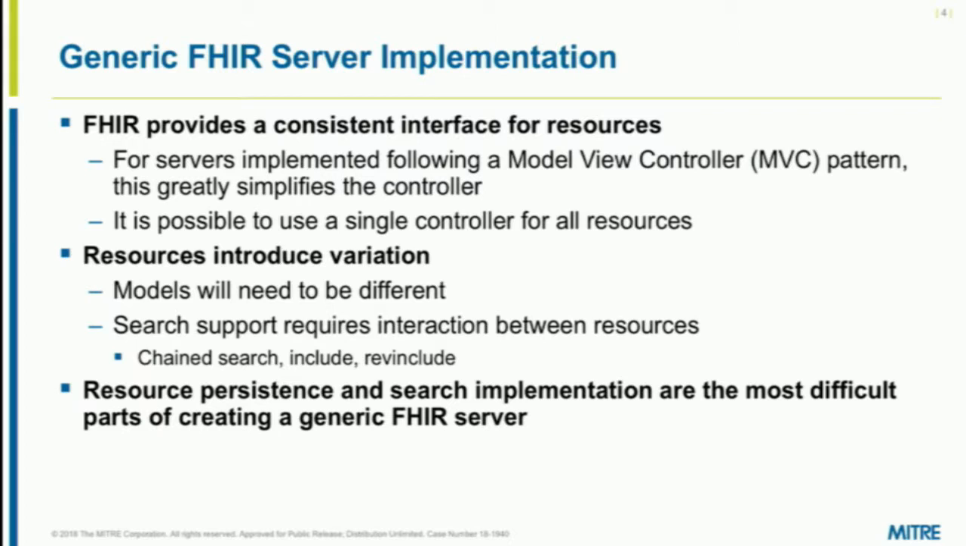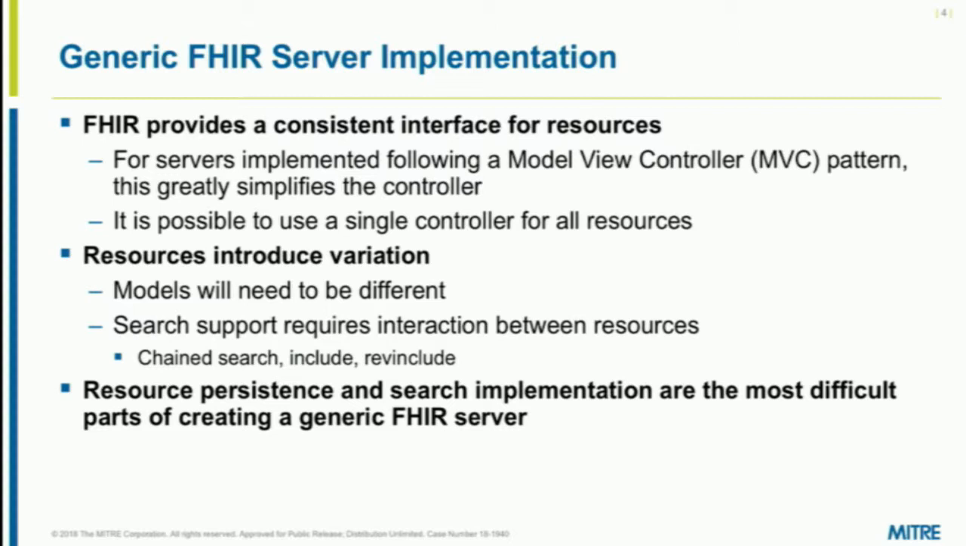Resources, however, are where all the variation comes into the FHIR specification. There are on the order of 100 resources available, and so oftentimes you want different models to handle these various different resources. And search is different across all of the resources. They have different types of search parameters. And oftentimes you need to interact between these different resources as you are implementing part of the FHIR search API, which is where things start to get a little bit more complex and a little bit more difficult.